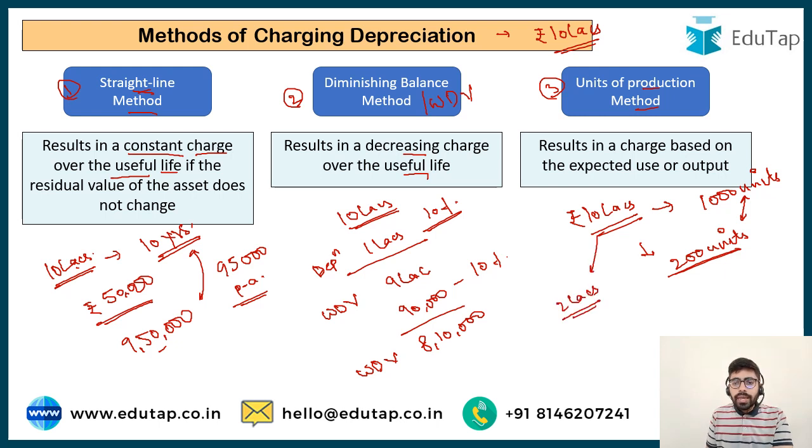Next year you produce 400 units out of it. So now 400 units have been produced out of total 1000. So 40% has been utilized. So 10 lakh ka 40%, 4 lakh is going to be depreciation. So this is how you charge the depreciation on the basis of the number of units that you have produced. So this is depreciation being charged on the basis of expected use or output. So they are the different popular methods of charging depreciation.